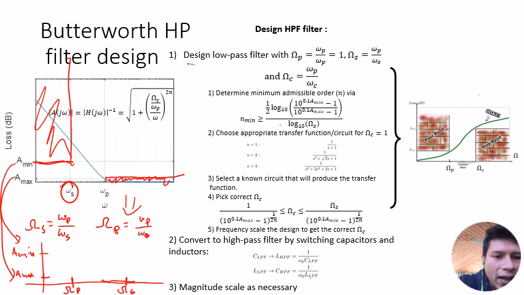Now note that because my transformation takes omega and converts it to 1 over omega, a smaller omega comes out later and a bigger omega comes out before. And now what we need is something that looks like this.